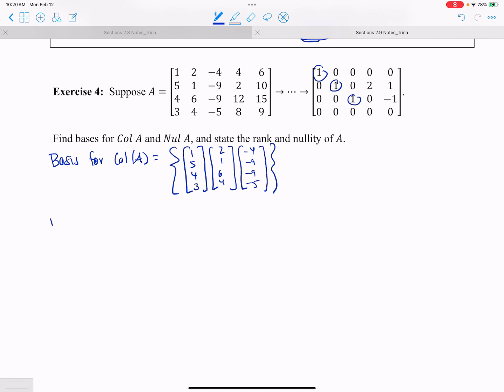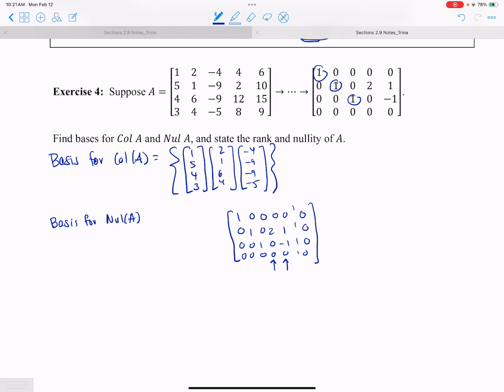To find the basis for the null space of A, we need to do a little bit more work. I'm going to augment my reduced form with zeros. I see that x5 and x4 are free. And then x3 is the same as x5. x2 is negative 2x4 minus x5. And then x1 is 0.